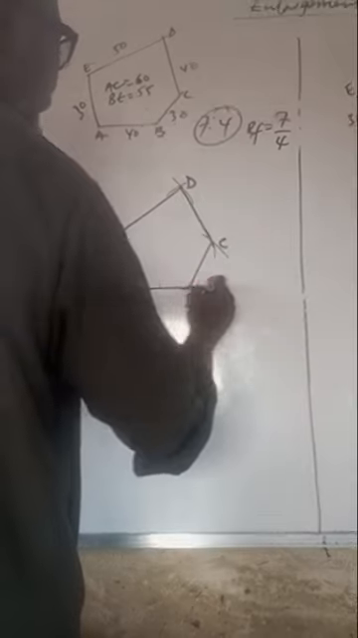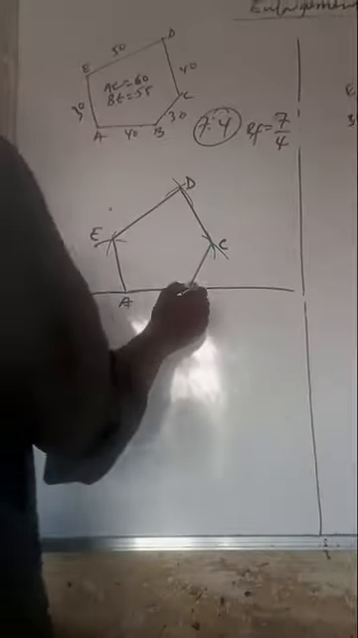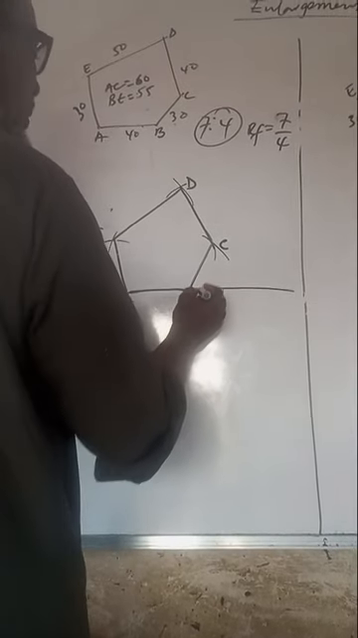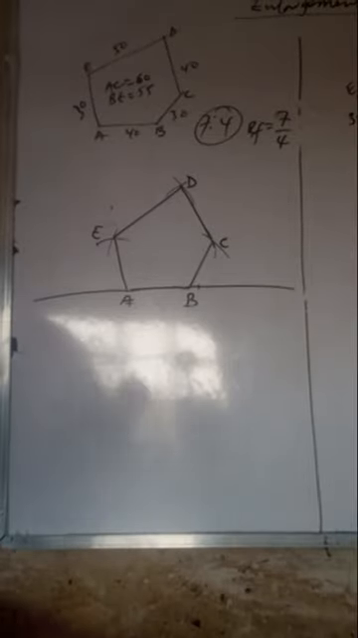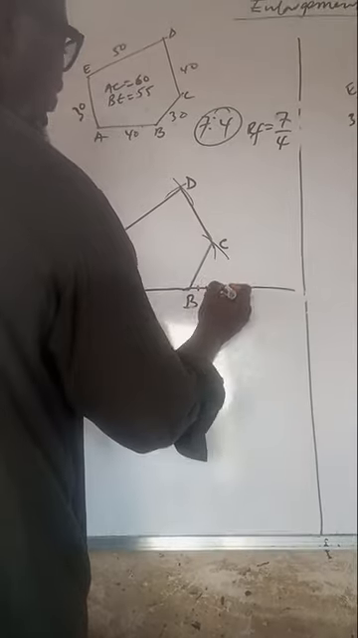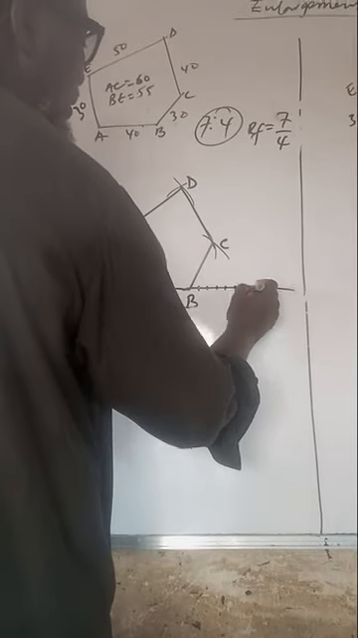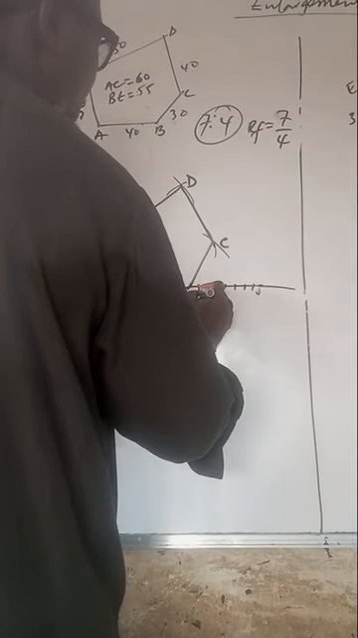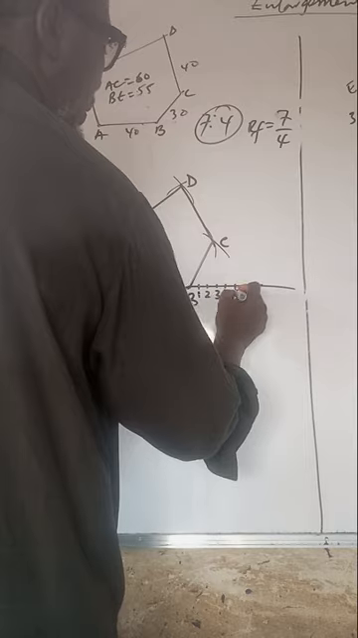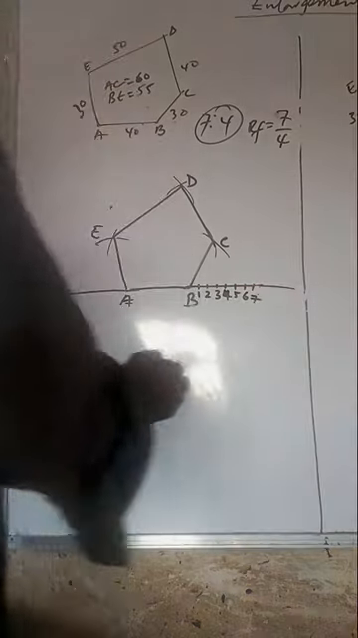Now to enlarge it, extend the base on both sides. On this side, let us mark 7 equal points. You can use 1 cm. So you can measure 1 cm 7 times: 1, 2, 3, 4, 5, 6, 7. Let's say this is the 7th one here. Now let me label 1, 2, 3, 4, 5, 6, 7.